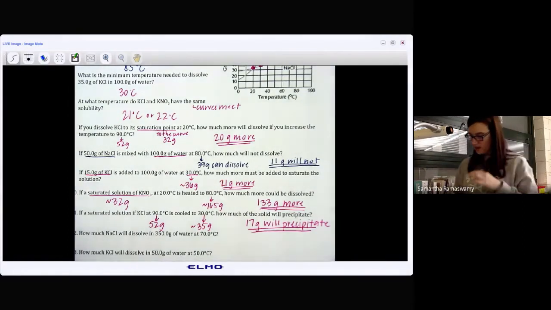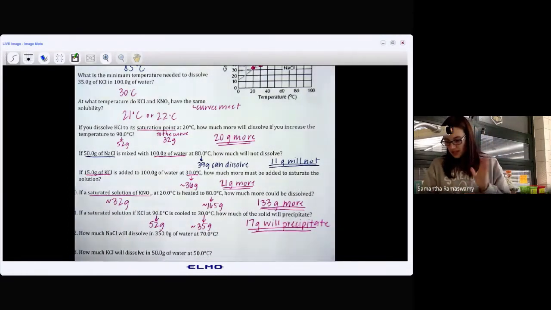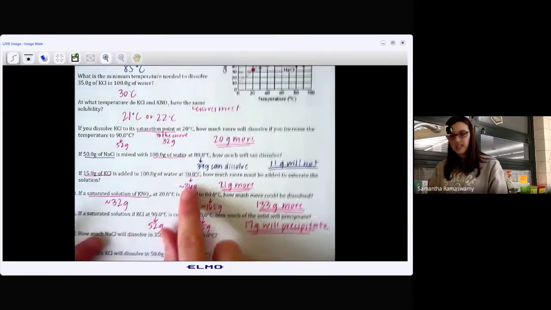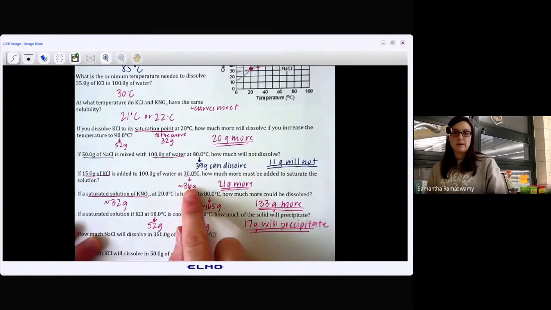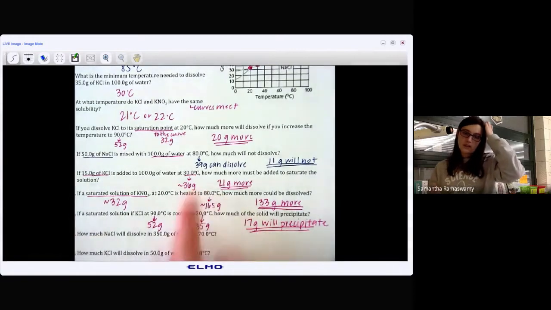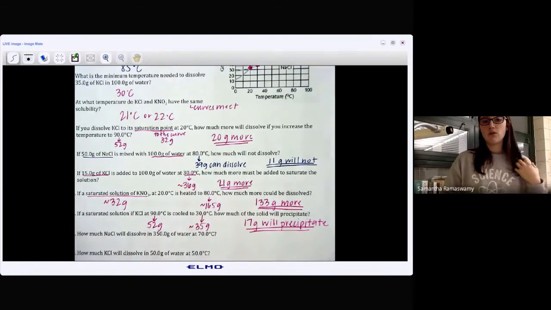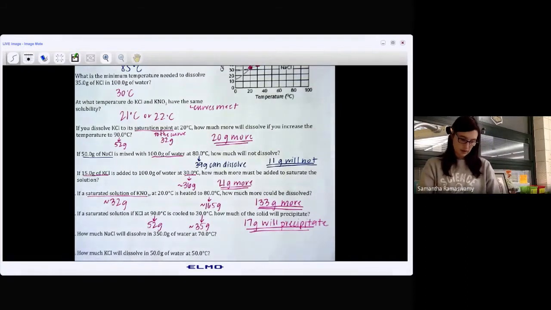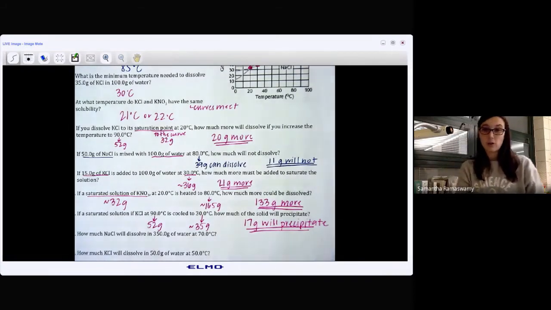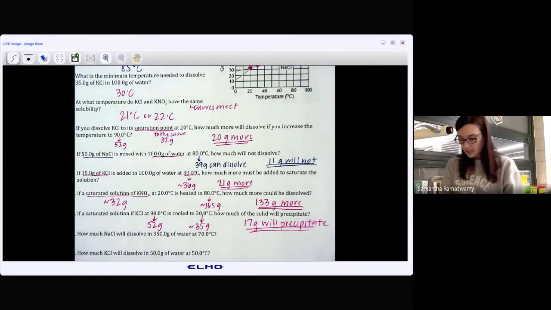So for number 9, it says that you're adding KCl at 30 degrees Celsius. You'll notice that what I did is I wrote how much can be saturated at that temperature. So at 30 degrees, KCl can have 36 grams dissolved. It says if 15 grams is added, how much more would have to be added to saturate the solution? So you get about 21 grams more. Again, if you had 20 grams instead, that's fine.